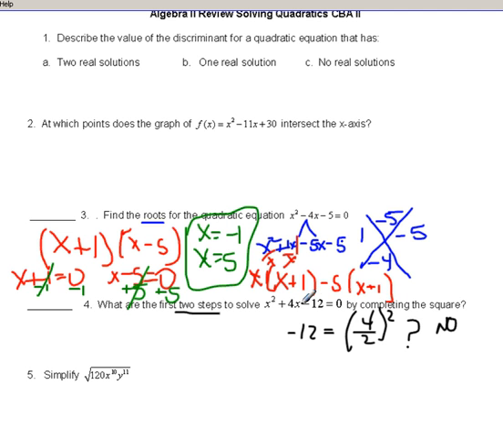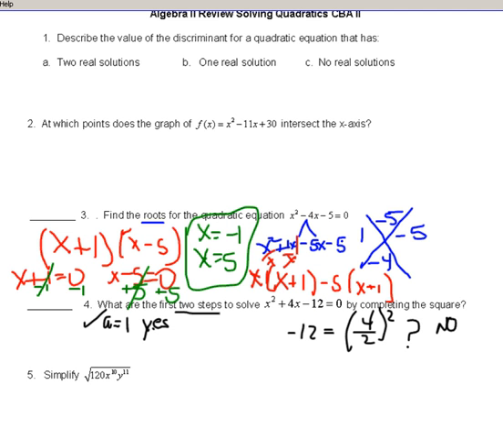And then step 3 would be to find your c to make it a perfect square. But it just says do the first 2 steps. So step 1 is, does a equal 1? Yes, that's step 1. Step 2 is add the constant to both sides. So it would look like this.